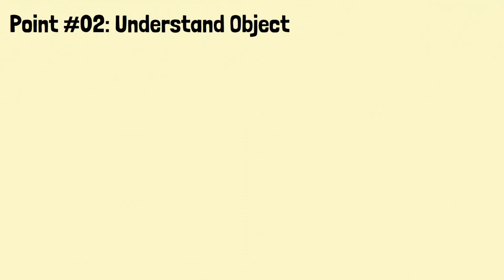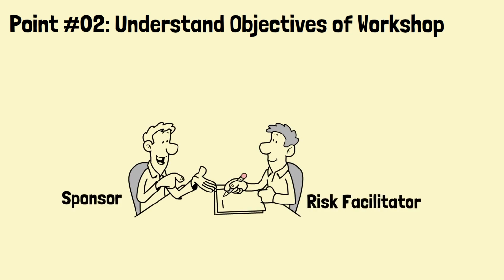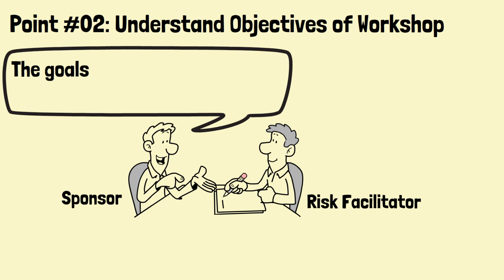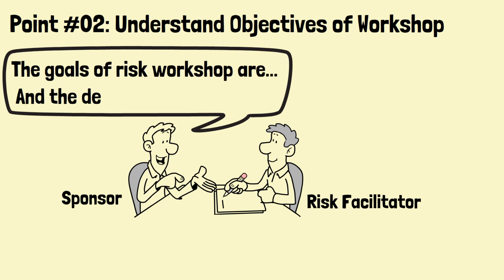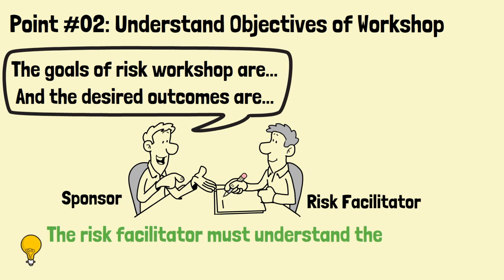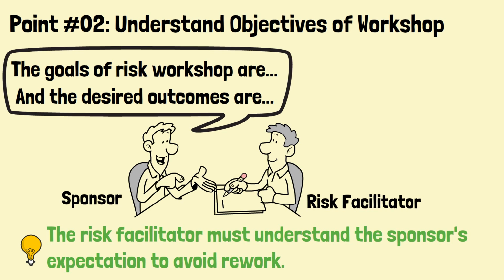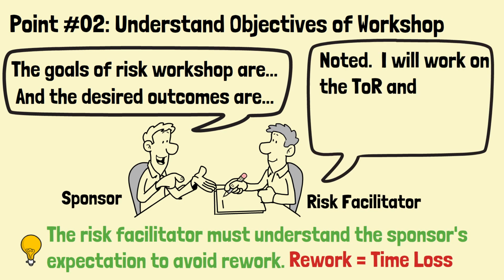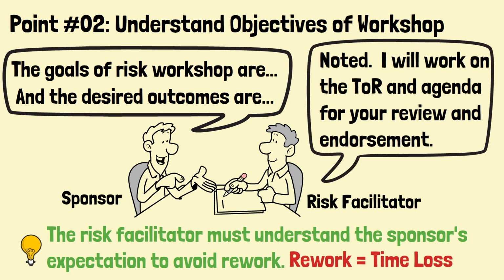Point number 2. Understand the objectives of the workshop and the desired outcomes. The risk facilitator will first have a session with the sponsor of the risk workshop to understand the objectives of the risk workshop. Without understanding the expectation, there is a risk that another workshop will need to be carried out to bridge any gap. That would mean the participants will have to spend another few hours to identify more risks. After the meeting, the risk facilitator will work on the terms of reference and agenda, and get it endorsed by the sponsor.